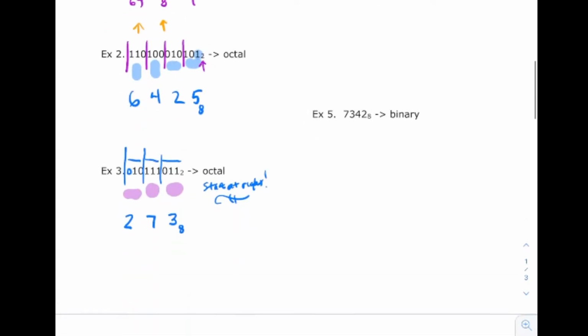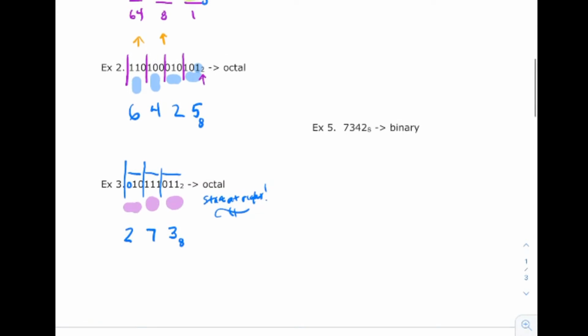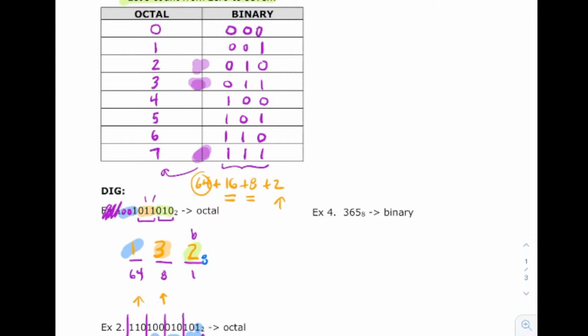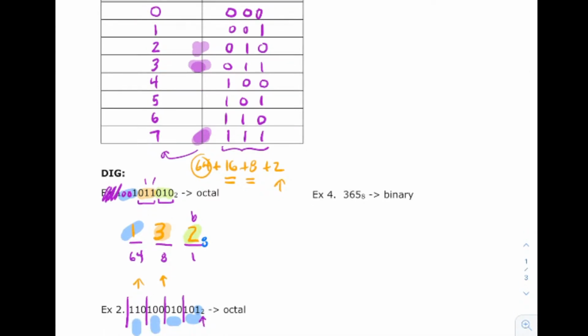Okay, so you've got to admit, that's a cool little shortcut, right? So examples 1, 2, and 3, we had our binary. We went to octal. What we did is we took our binary, split it up 3 at a time, and went to octal. If you want to go the other way, it's a similar kind of game, except this time, I should say.